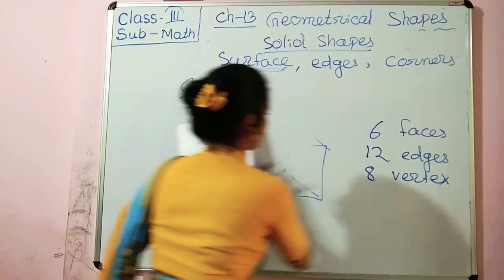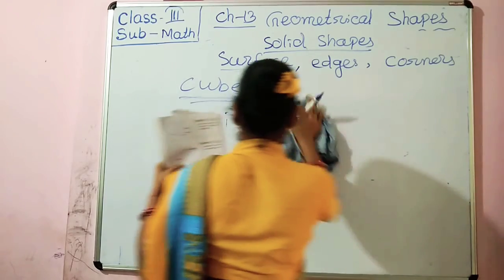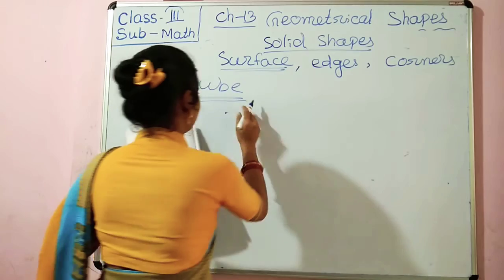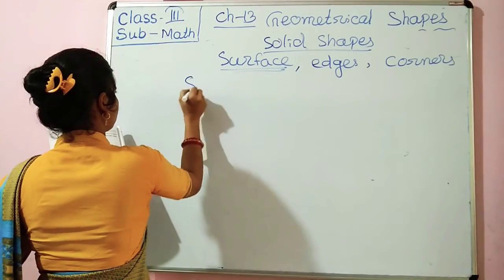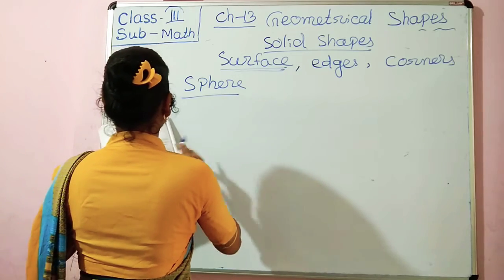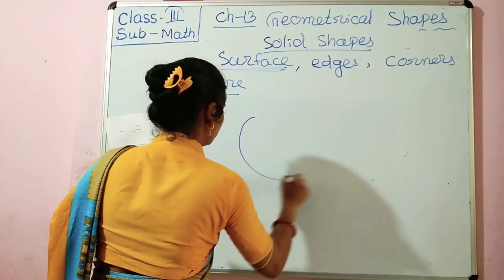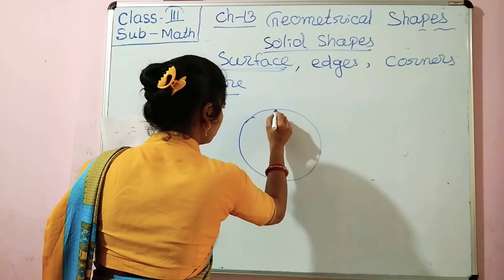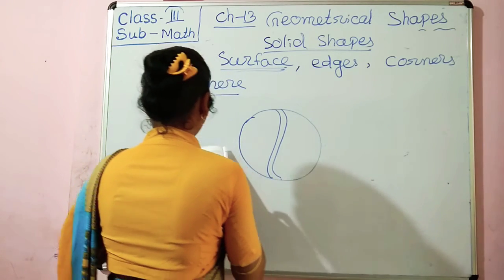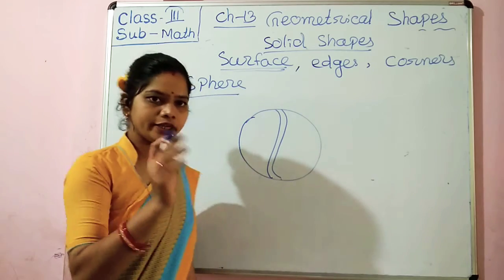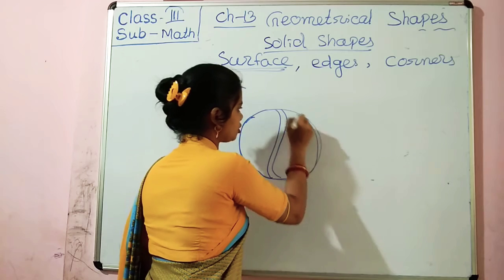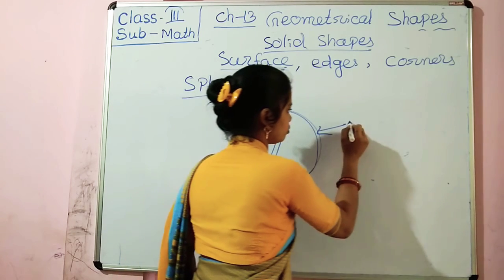Then about a sphere. Look, a sphere. Look, it is the example of a sphere. A sphere has one curved face. It is the face. The face is curved.